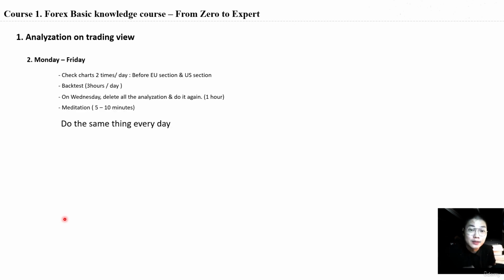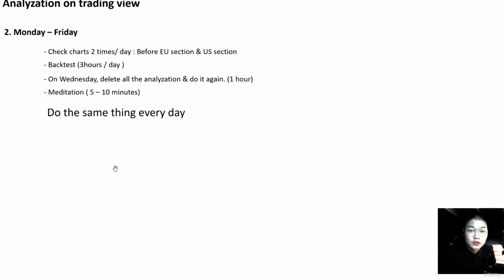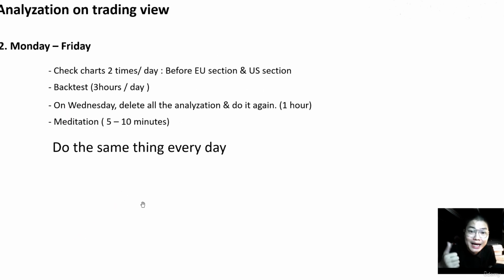The next step is about Monday to Friday. Everything in the week is quite simple. First, I will check the charts, normally 2 times per day, before the Euro session and before the US session, because these are the 2 big sessions in the world. Therefore, in these sessions there is a lot of fluctuation in the market and a lot of chance. Therefore, you need to analyze and set orders if you want to get more profits.